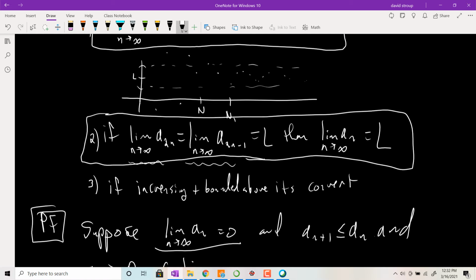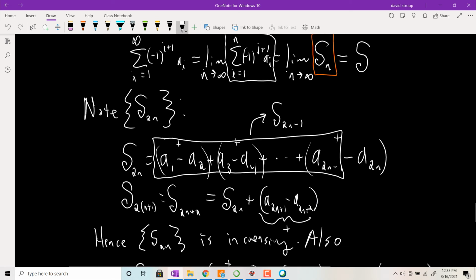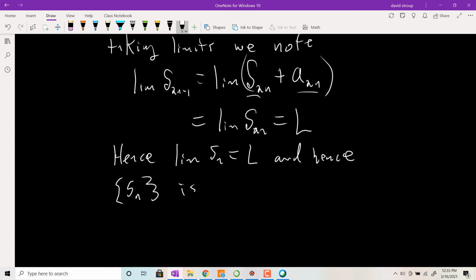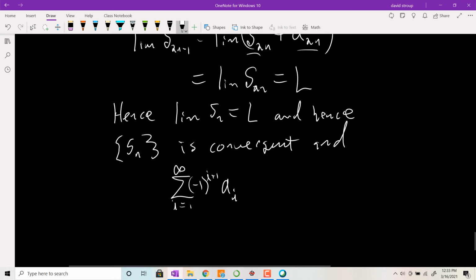So if the limit of s sub 2n equals the limit of s sub 2n minus 1 equals L, then the limit of s sub n will equal L, and that's what we wanted to show. Hence the sequence of partial sums is convergent, and so that means the series from i equals 1 to infinity of (-1) to the i plus 1 times a sub i is convergent. Right? It's kind of a mouthful.